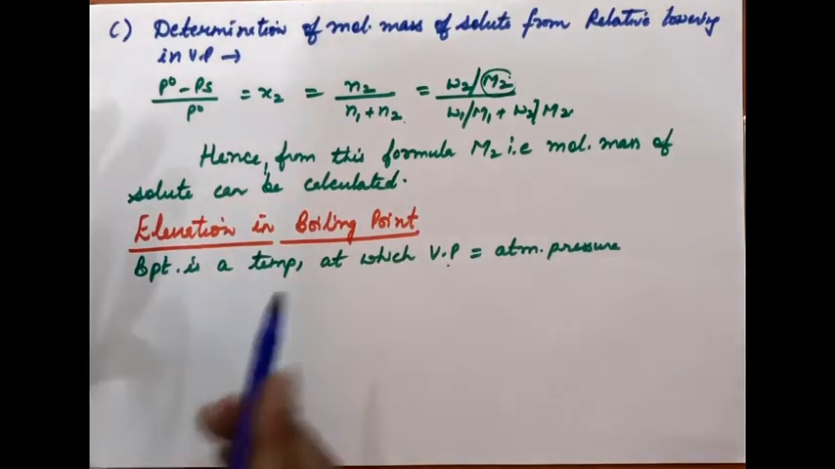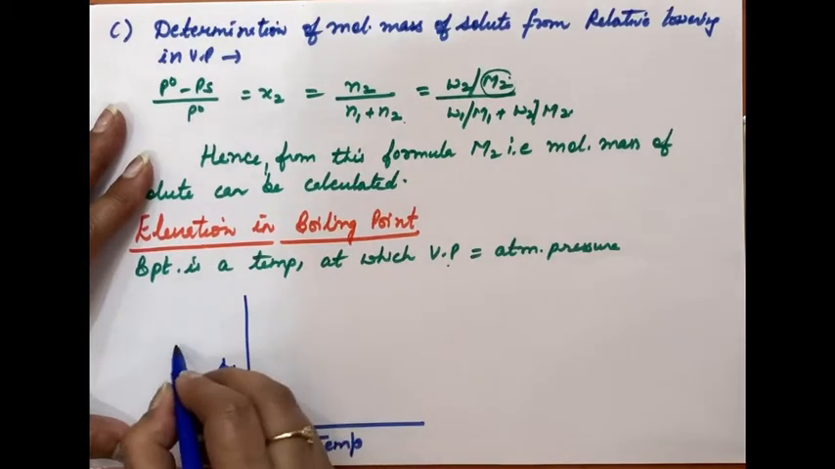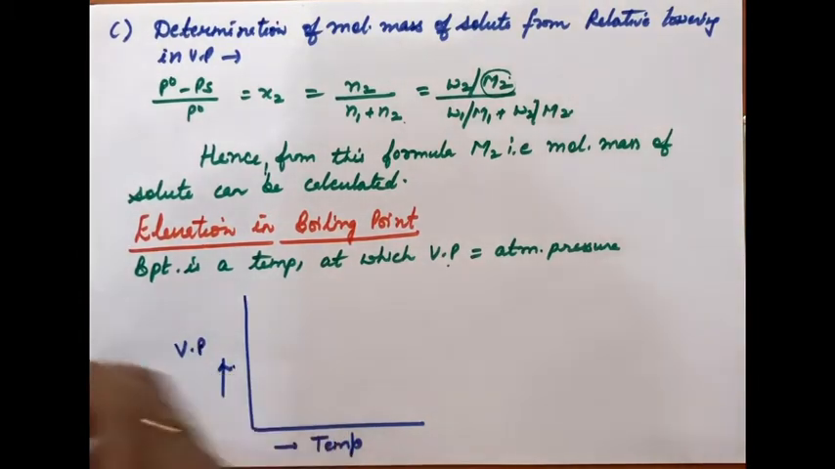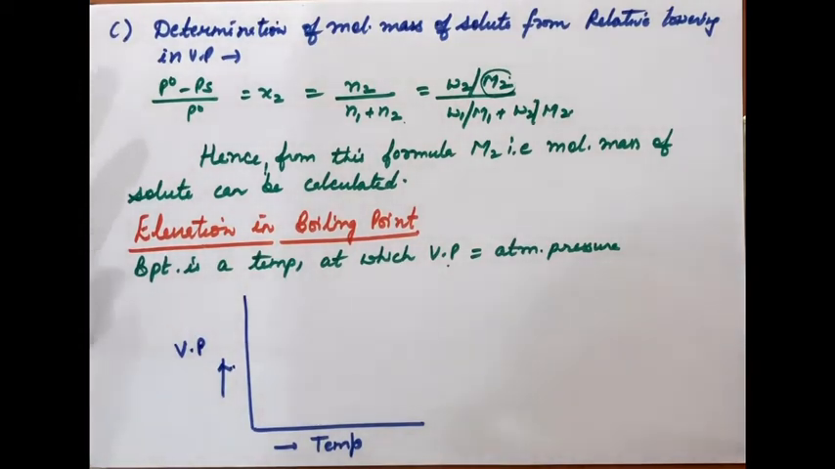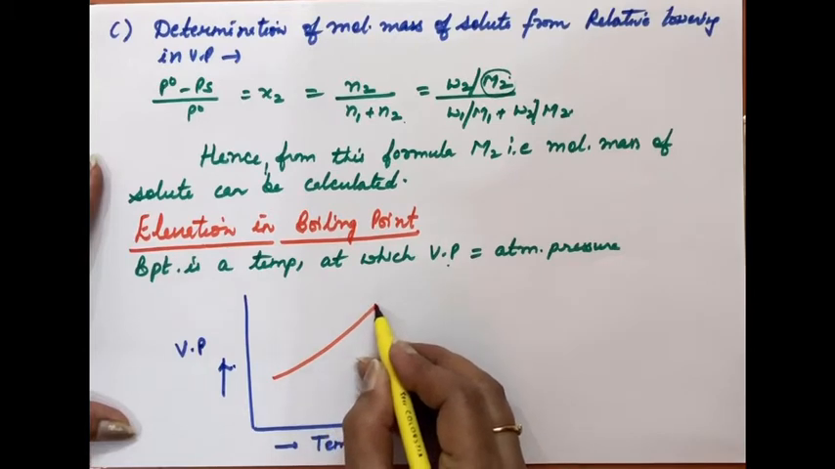Now we have a graph here. One side we are taking temperature and other side we have vapor pressure. Now we plot it for a solvent and for a solution. Now when we take a pure solvent, with increase in temperature, its vapor pressure will keep on increasing.